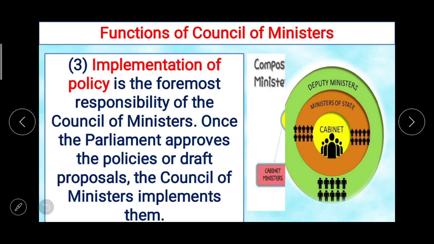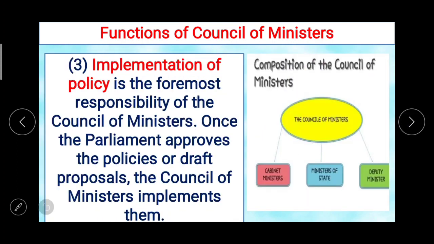Then the next one, implementation of policy, very important one, is the foremost responsibility of the Council of Ministers. Once the Parliament approves the policies or draft proposals, the Council of Ministers implements them for the people.